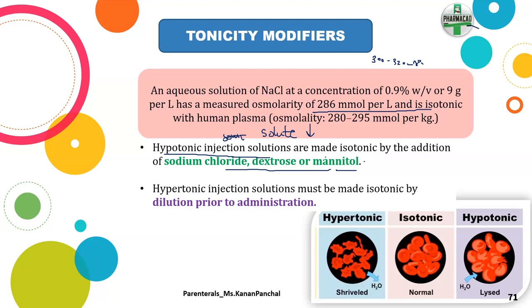Now, in case of hypertonic injection, hypertonic mein tumhara solute concentration kam rahega, zyada rahega? More solute concentration. Zyada rahega. Okay, hypertonic injection solutions mein, it is made isotonic by dilution. Simple. You have to dilute it. Here you will have to increase the solute content. So you are adding these things. But when you don't want more solutes, you will simply dilute it with WFI. Got it? Yes, ma'am. Yeah.